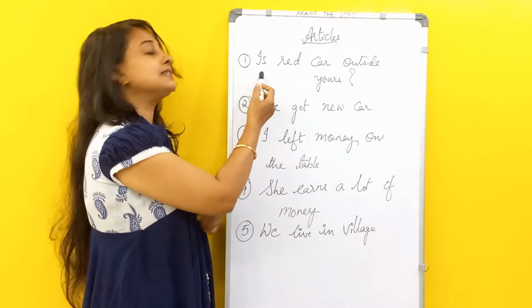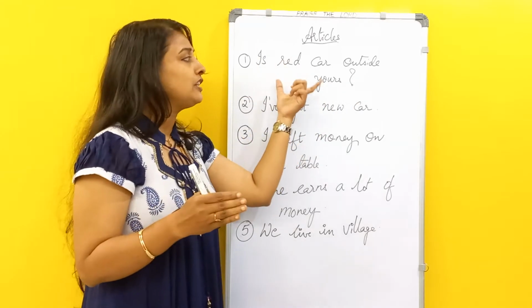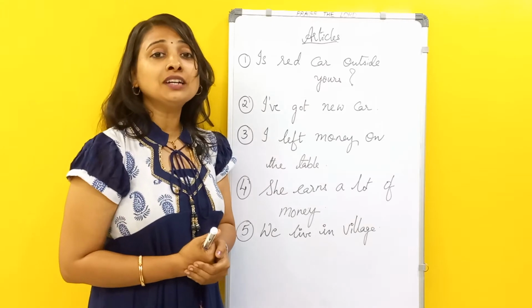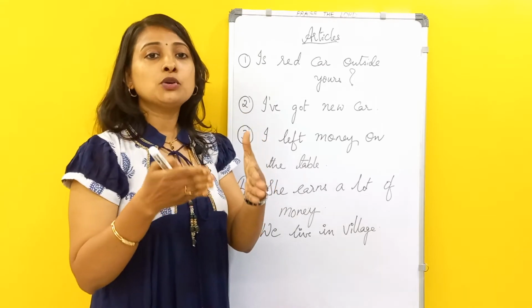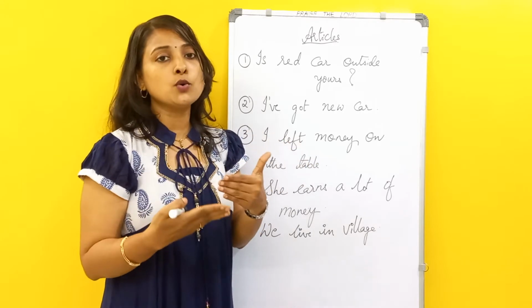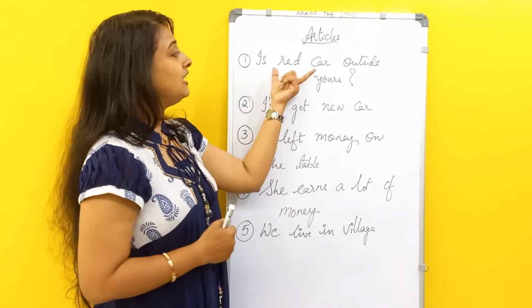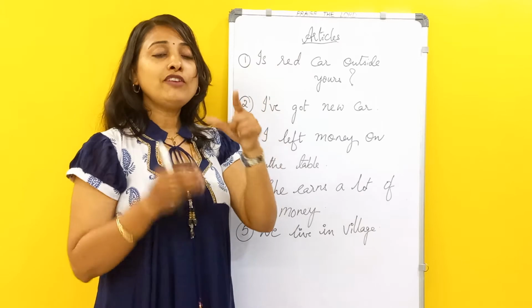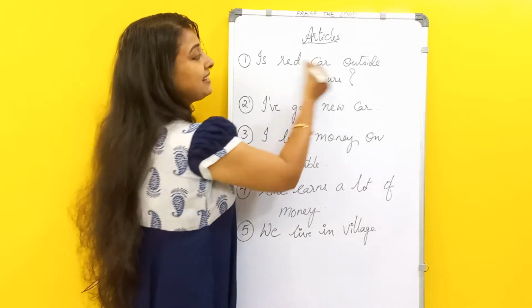So look at this particular sentence. Is red car outside yours? First of all, is it correct or wrong? It is wrong. Why is it wrong? Because yesterday we have seen that when we are talking about a specific, predefined or already told thing or noun, then we need to use the definite article the in front of the noun. So here the noun is car, the red car. It is being specified already. So when we are specific about something, the article the is supposed to be used. So this sentence like this is wrong.